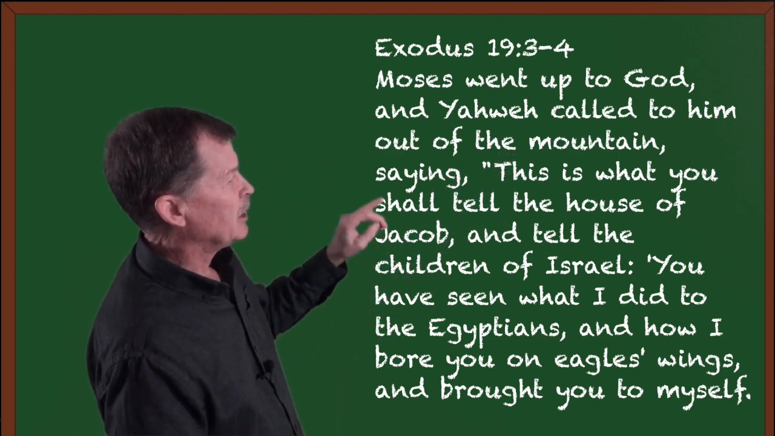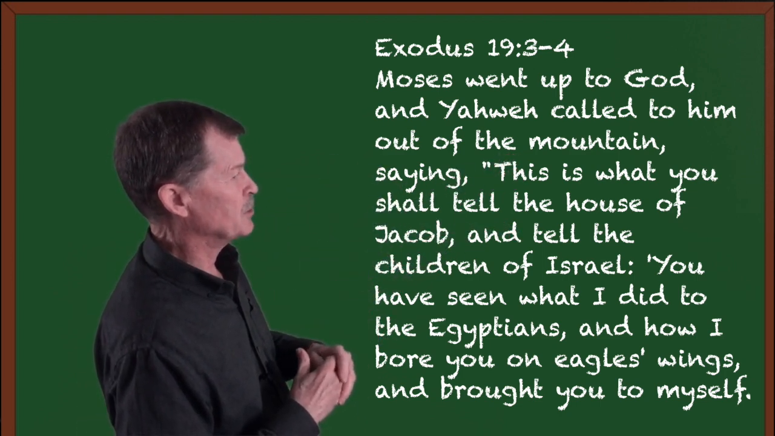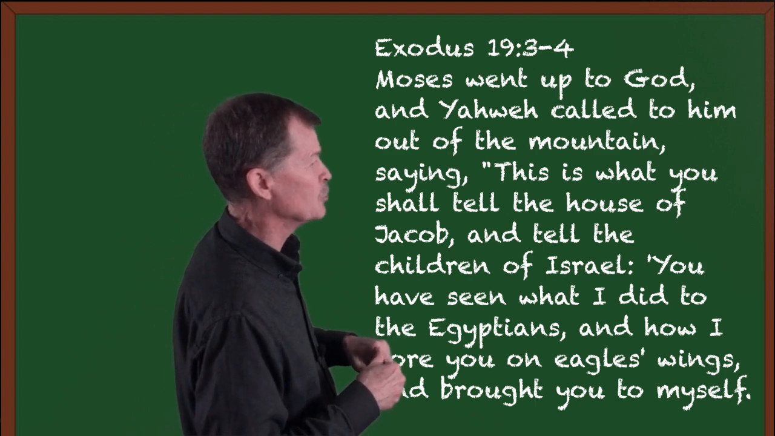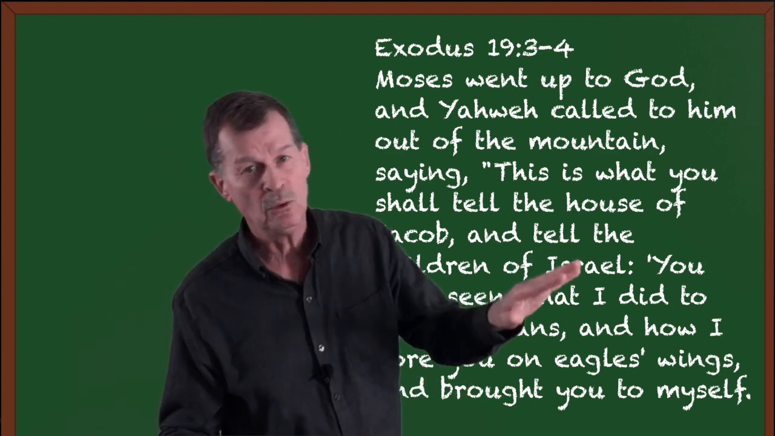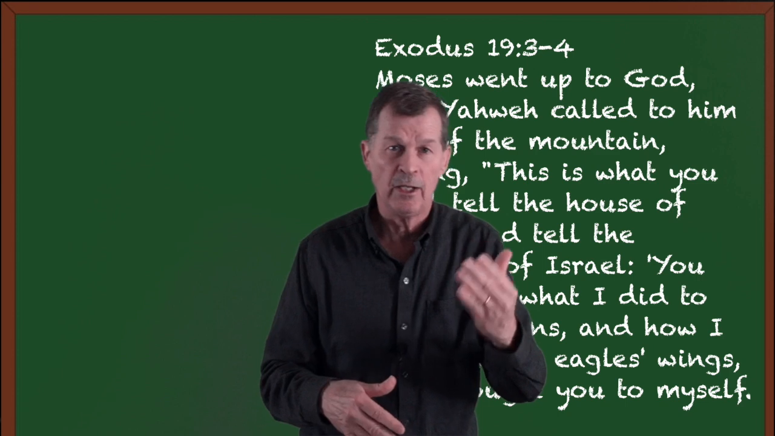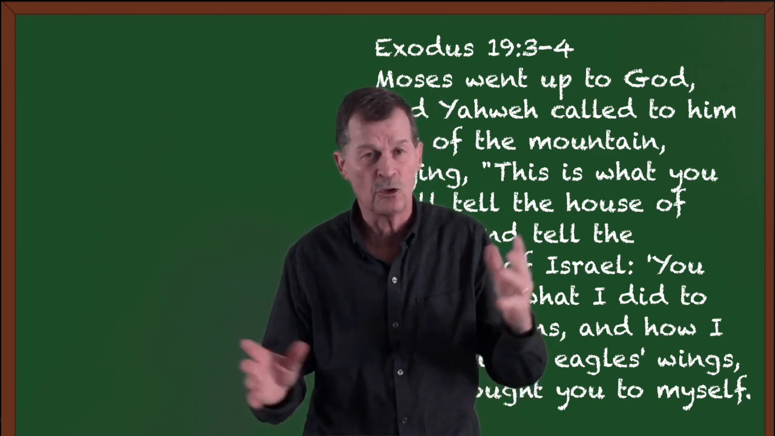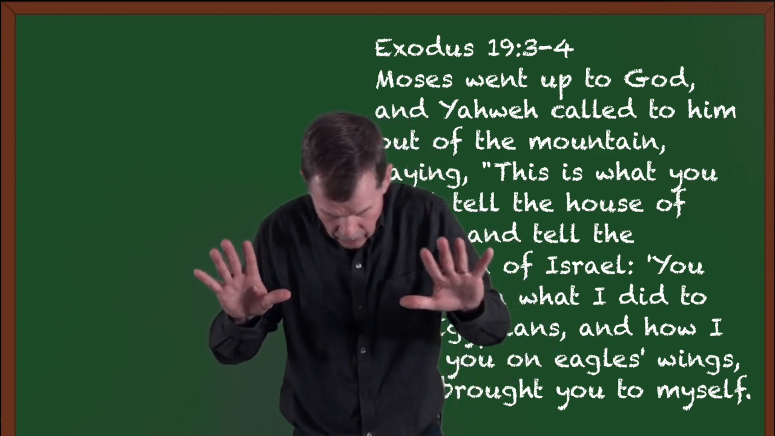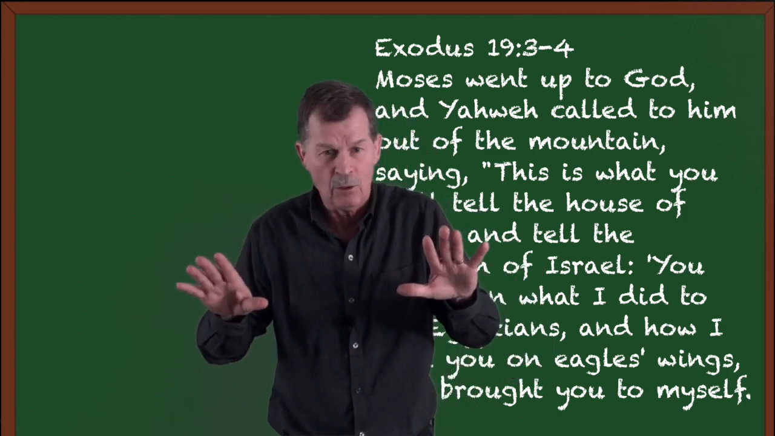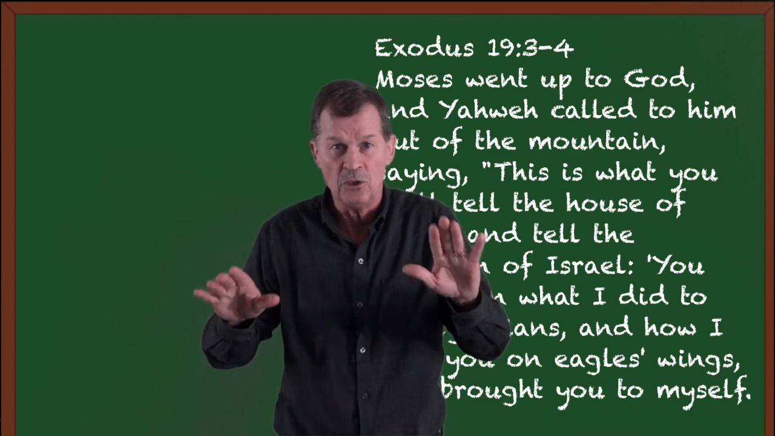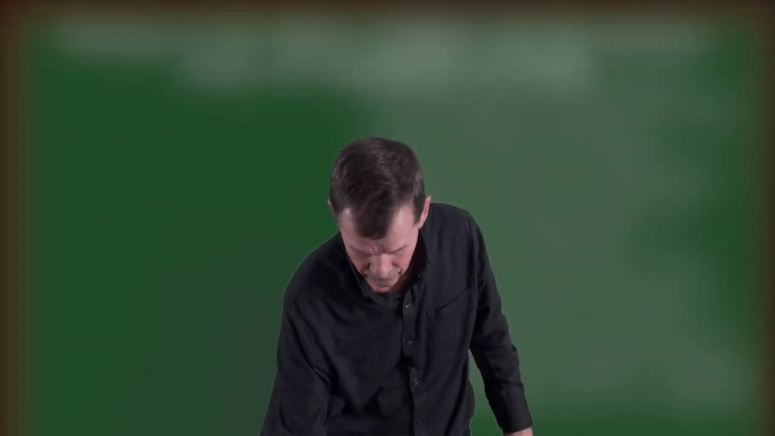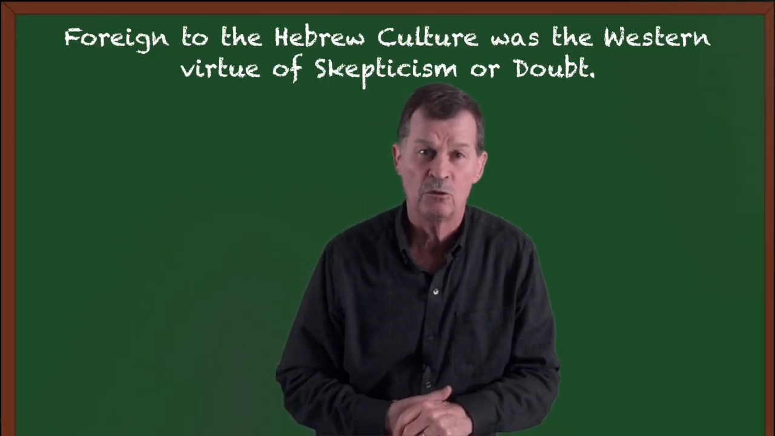God is saying, you have seen what I did to the Egyptians and how I bore you on eagle's wings and brought you to myself. Where? Mount Sinai, where God came down in thunder, lightning, flashes, earthquakes. And the people are saying, no, we don't want it no more. Moses, you tell us what to do and we will do it. This is what God is referring to.